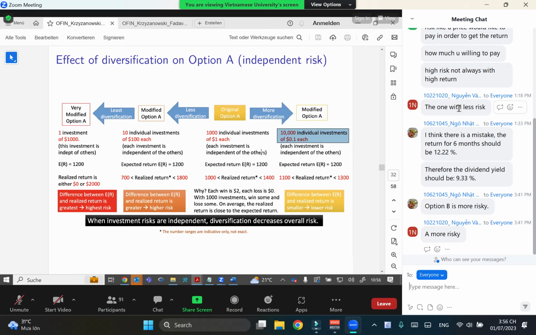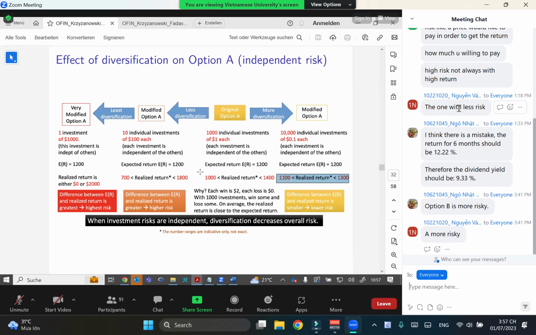What would now be our implication? We would still get the same expected return because for each of those 10,000 investments, in 60% of the cases we double, so from $0.1 to $0.2. And in 40% of the cases, we get zero. And we play this 10,000 times. So 10,000 times 0.2, and in the expected return, we would expect $1,200. And what about the realized returns?